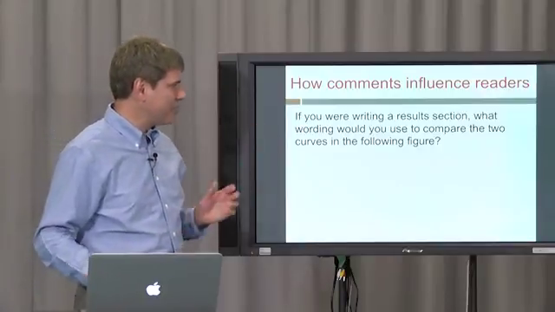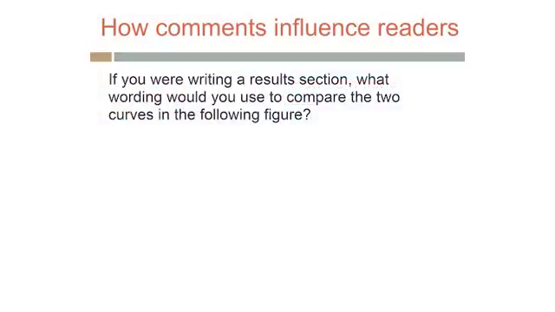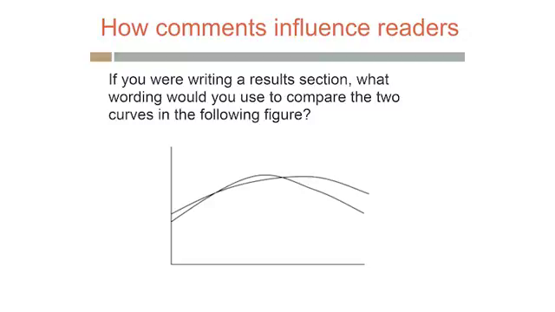So let's say you're writing a results section, and let's say you had this graph. So 2 curves are there, and you're going to describe these 2 curves to your reader in paragraph form. So somewhere you're going to have a sentence that compares them or contrasts them. What would you write?